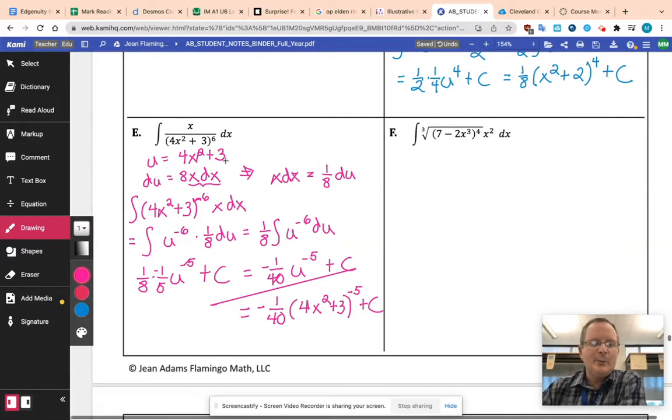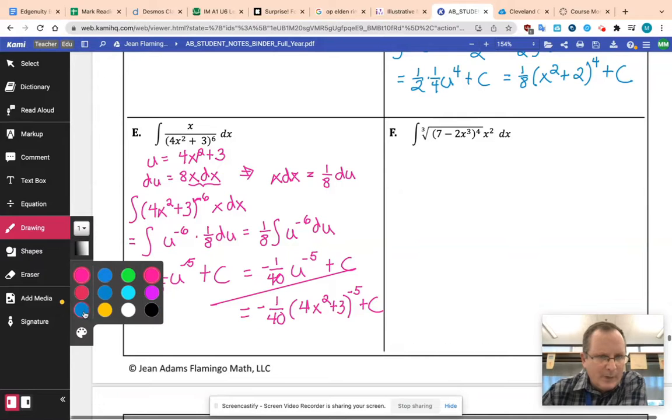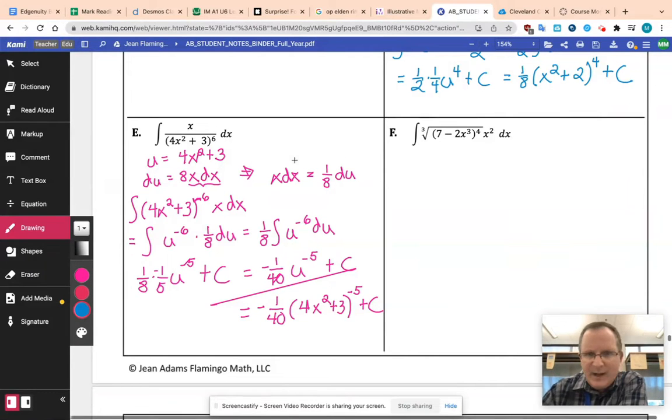But let's see if we could possibly see how to do this a little bit quicker. With pattern recognition, I don't think I need any more room than that right there. We see that's a negative 6 exponent. Did the chain rule happen? Not quite. We're missing an 8. How do you make up for an 8? A 1/8. So here we go. This will equal 1/8.